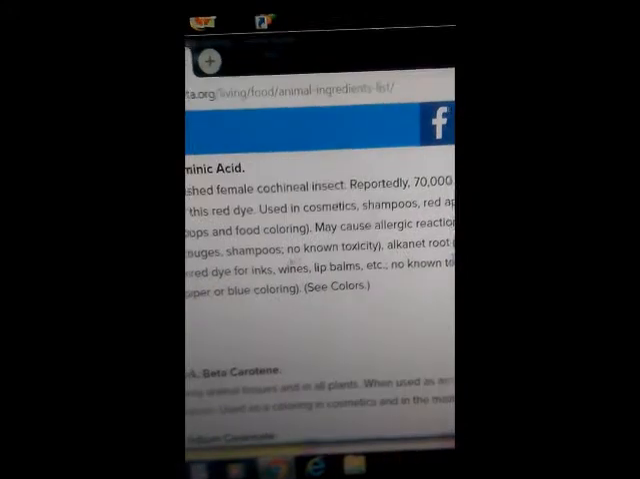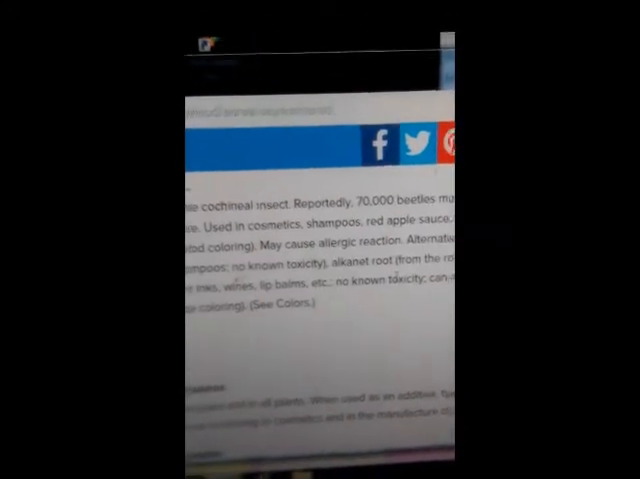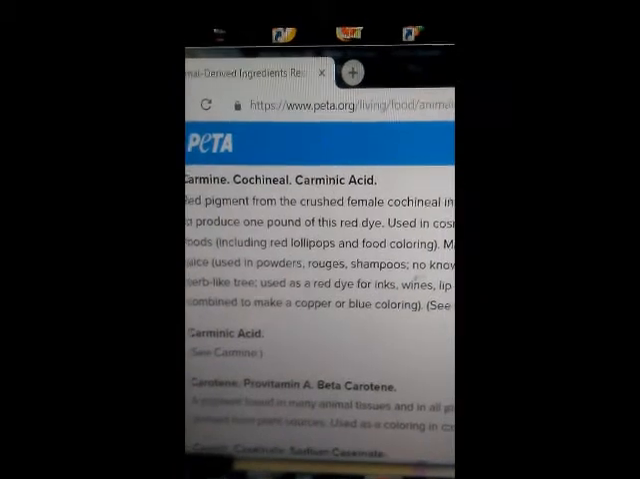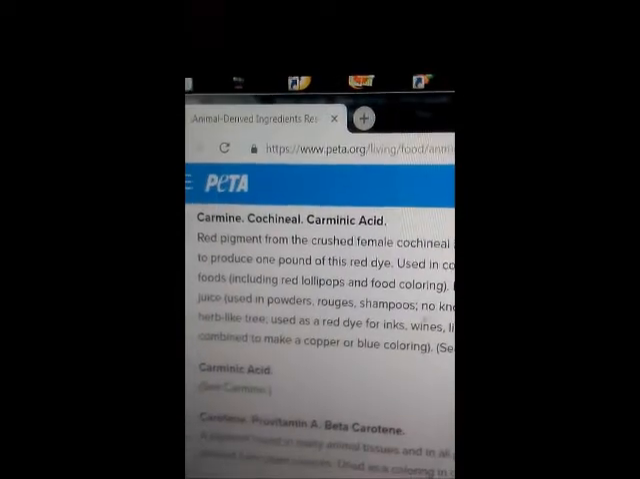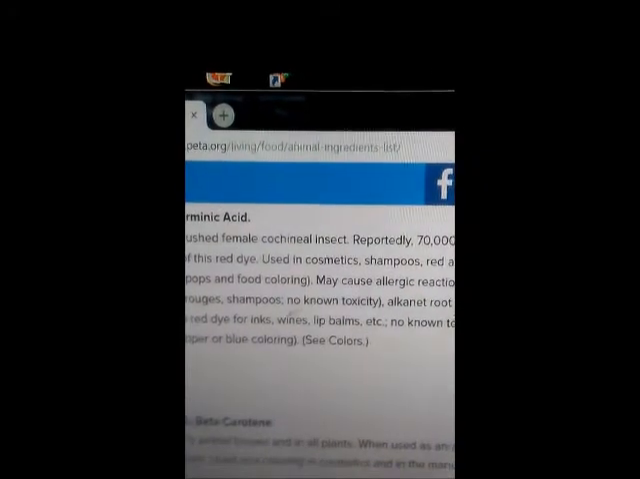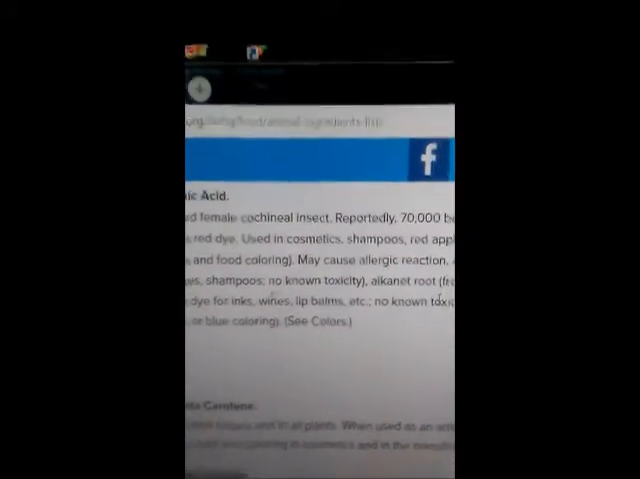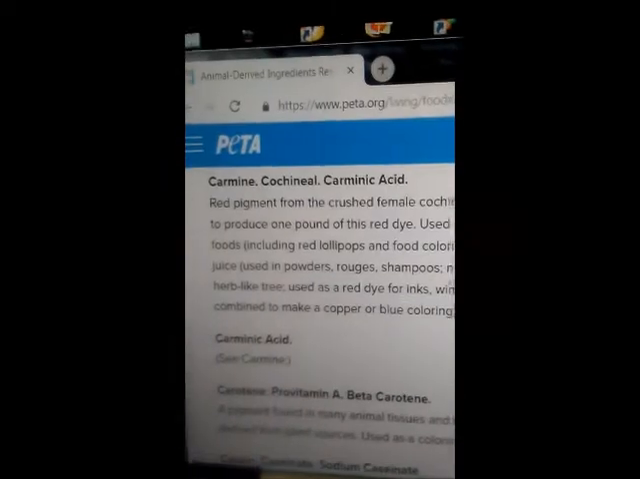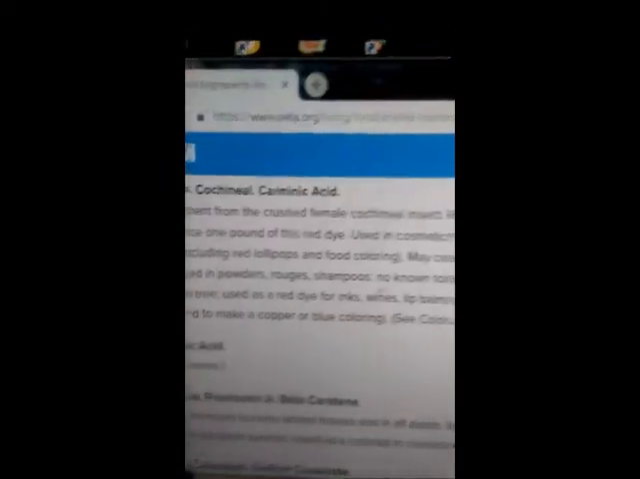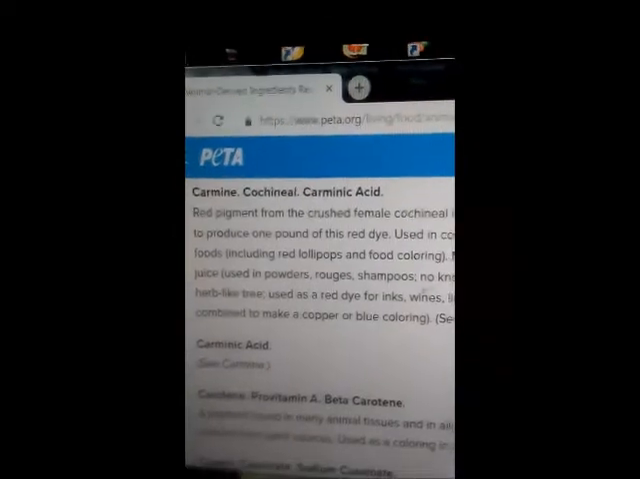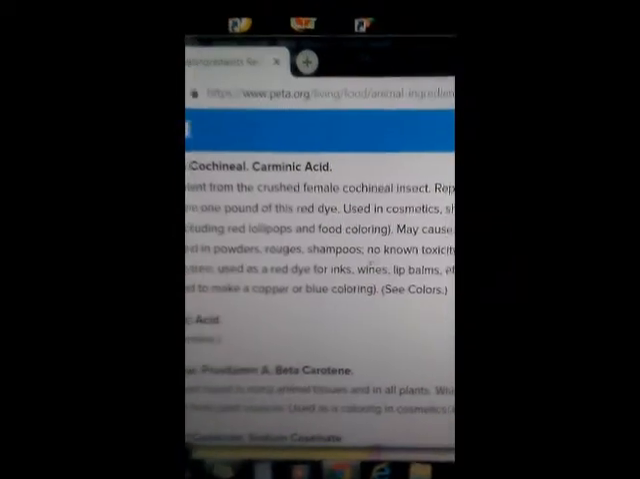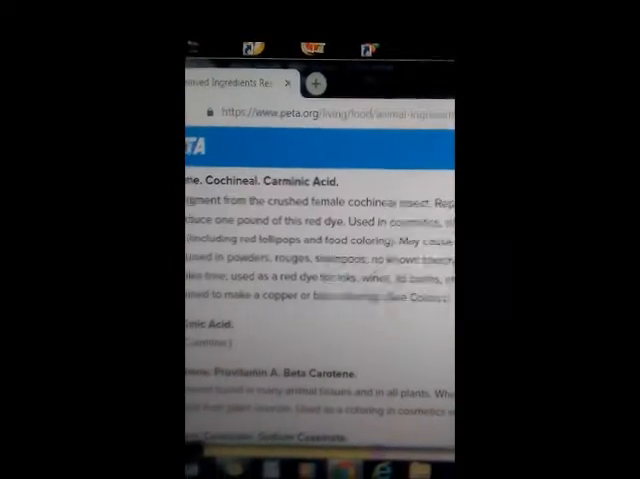Used in cosmetics, shampoos, red applesauce, and other foods, including red lollipops and food coloring. May cause allergic reaction. Alternatives: beet juice used in powders, rugs, shampoos. No known toxicity. Alkanet root, a herb-like tree used as a red dye for inks, wines, lip balms, etc. No known toxicity. Can also be combined to make a copper or blue coloring. So yeah, we've got a lot of this going on here.